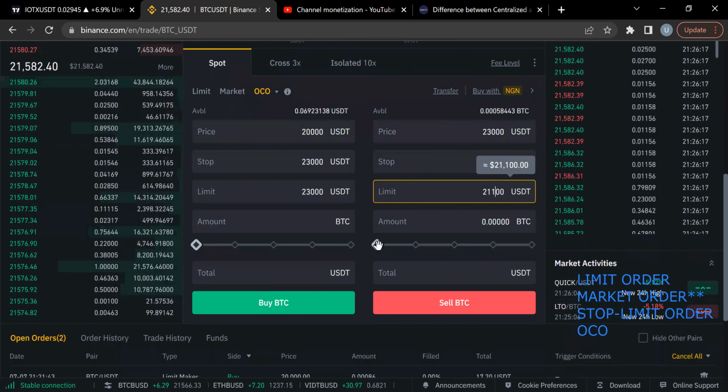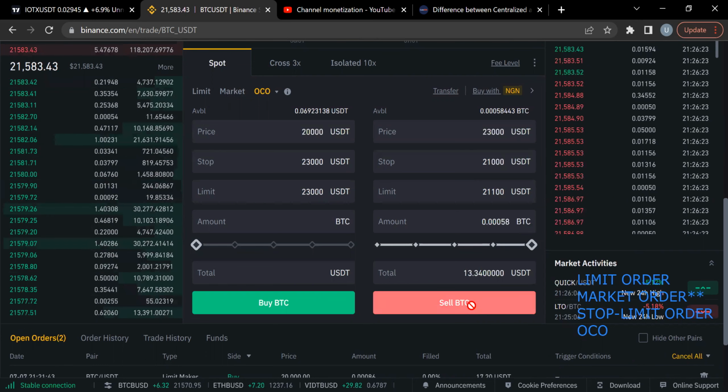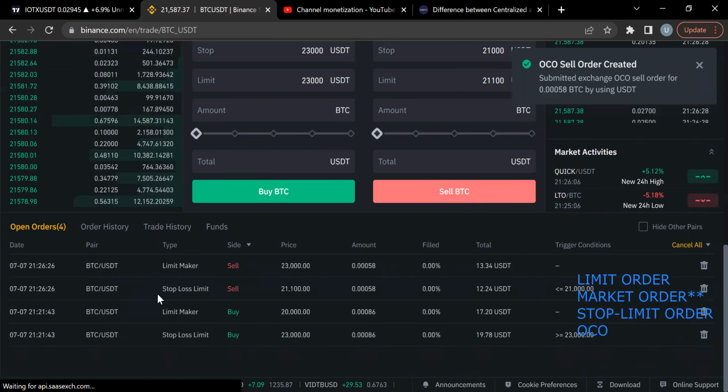So I put the amount of Bitcoin I want to sell. I can say 100% of my Bitcoin. That's what I want to sell. So just tap on sell. Right, that's placed the order. It's going to place two orders also.